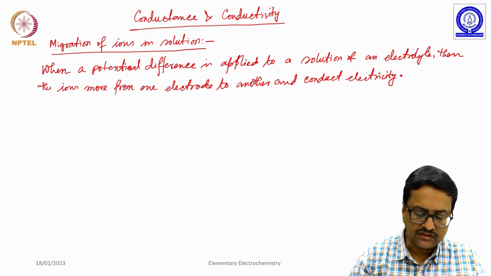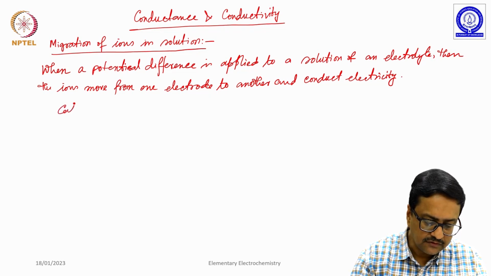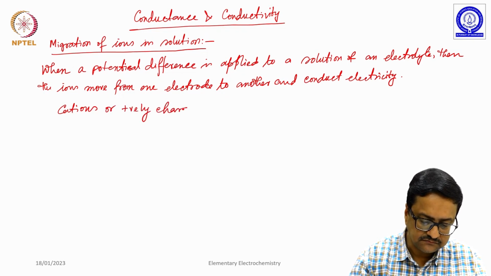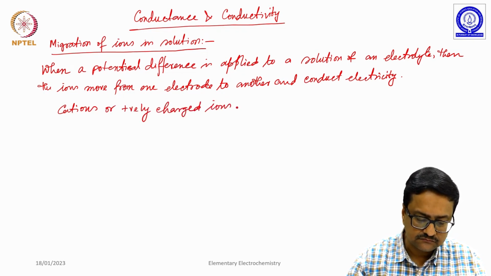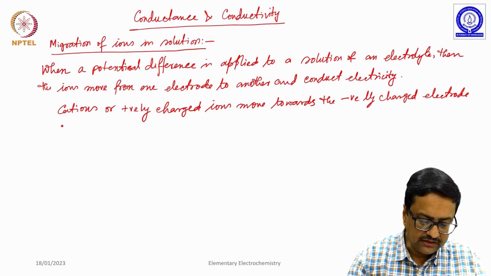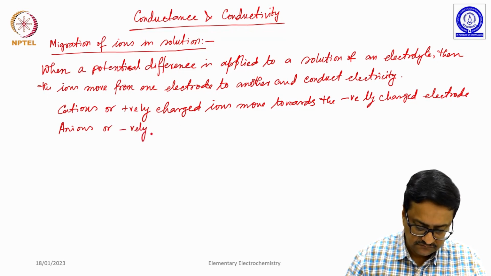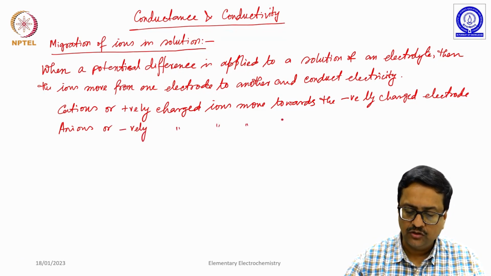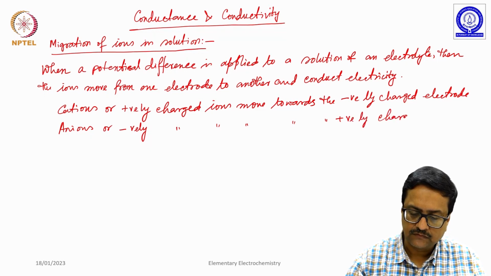So, what do we know about this movement? We know that cations, or positively charged ions, move towards the negatively charged electrode, and the anions, or the negatively charged ions, move towards the positively charged electrode.